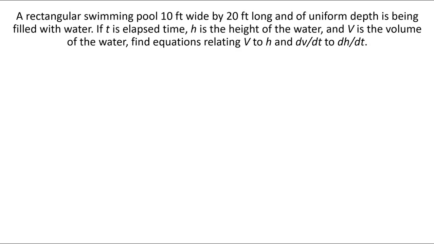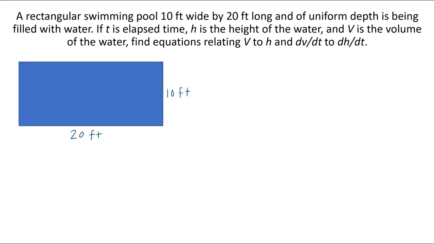All right, so in this example, we have a rectangular swimming pool that is 10 foot wide by 20 foot long and has a uniform depth, which means there's no shallow end and no deep end. It's just the same depth throughout. And this pool is being filled with water. All right, so here's our pool. It's being filled with water. It's 20 feet long by 10 feet wide.